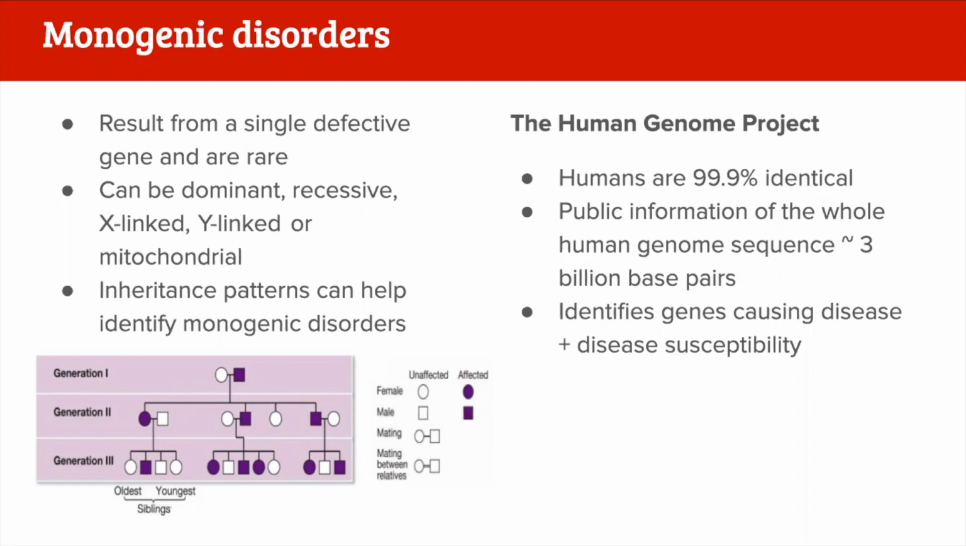So the Human Genome Project, just a little background information. Since humans are 99.9% identical, it's pretty reasonable to have a template sequence of the full human genome sequence. So that's what the Human Genome Project did. They basically mapped all 3 billion base pairs of the human genome. And when you have this template, it helps you identify the genes that cause disease and lead to susceptibility.